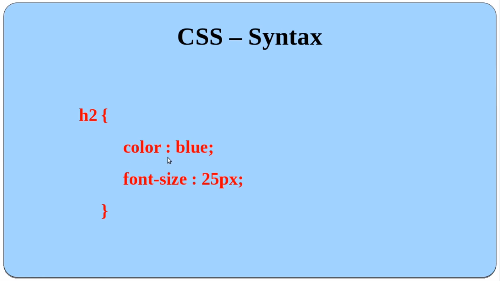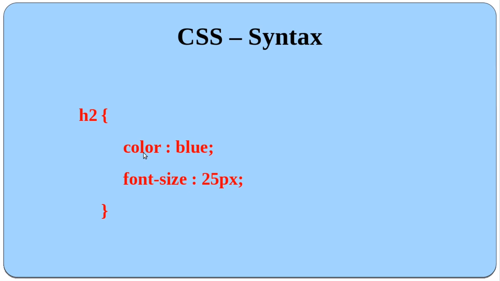Color is the property, name, blue is the property value. So it tells that set H2 element color to blue. Font size is the property name, 25px is the property value. So it tells that set font size to 25 pixels.